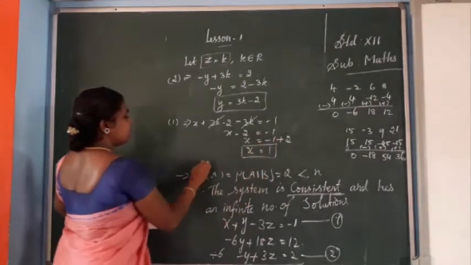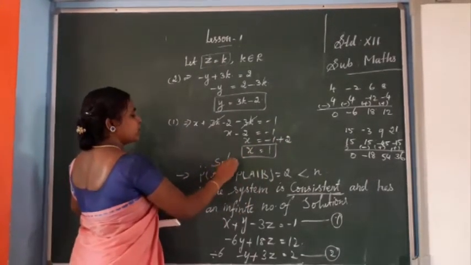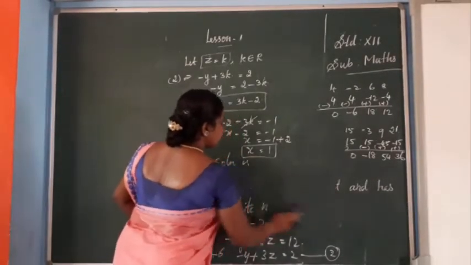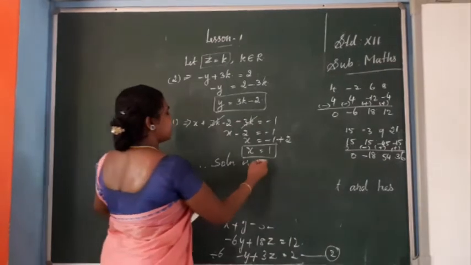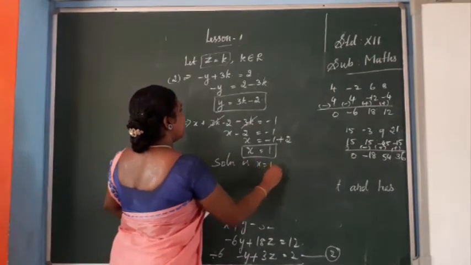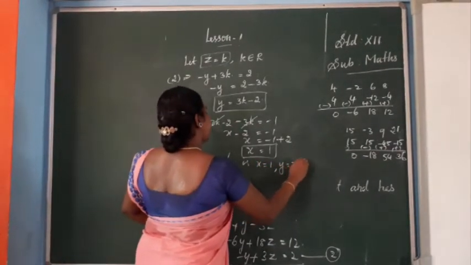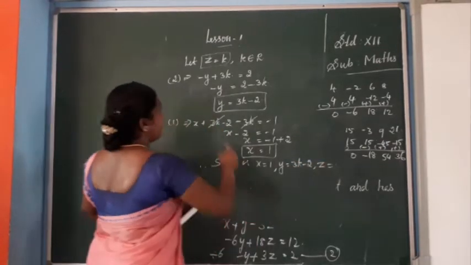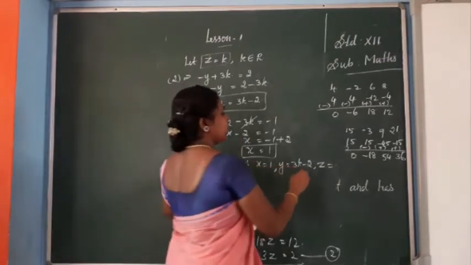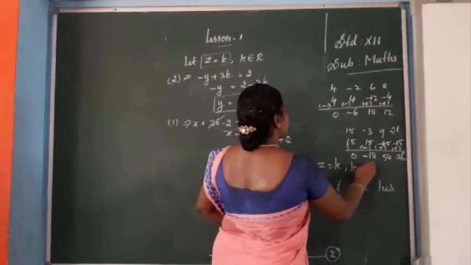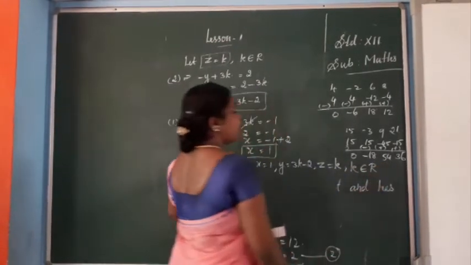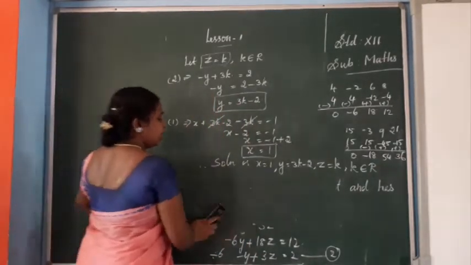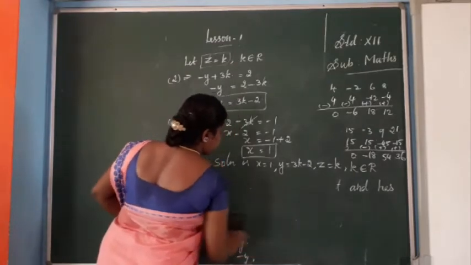Okay, then next. Therefore, the solution is: first value is x equal to 1, comma y equal to 3k minus 2, then z equal to k, comma k belongs to R. K is a real number. So I can say instead of k, you can take t, r, s, any one value, because that is unknown. So we have taken that constant.